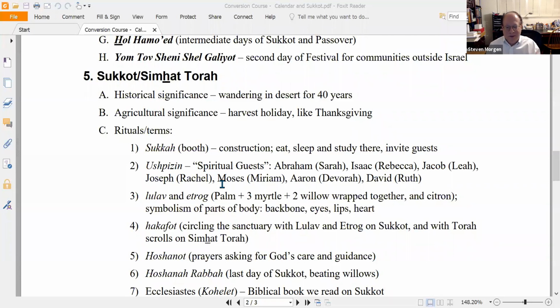So some people sleep there. Typically you eat outside in the sukkah. You invite guests to come into the sukkah, not this year obviously, but in other years. And so you do all kinds of things.